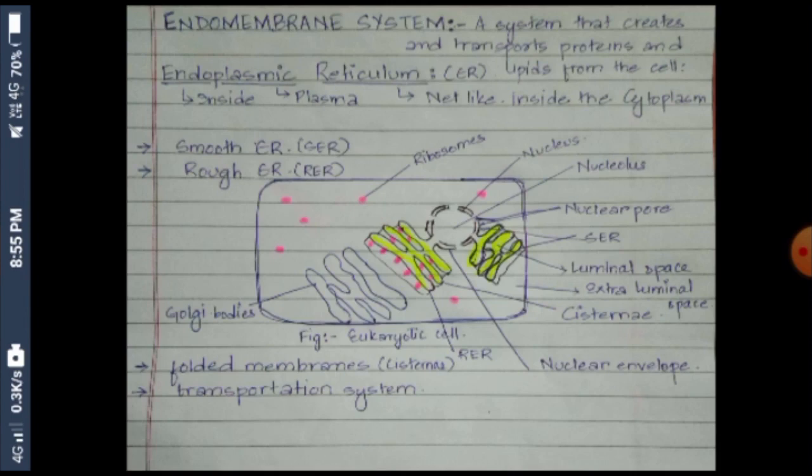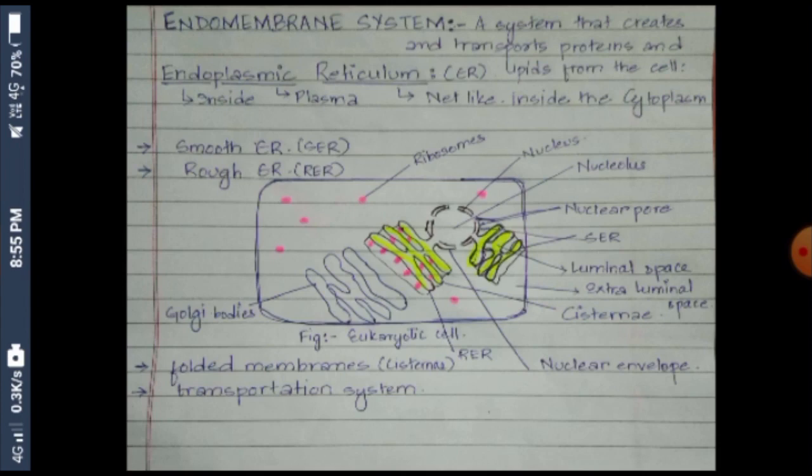Now, what is the difference between the free floating ribosomes that are found in the cytoplasm and the ribosomes that are attached to rough endoplasmic reticulum? Let me tell you. All those free floating ribosomes also make protein, but those proteins are used only inside the cell, they are not exported to other cells or outside the cell.